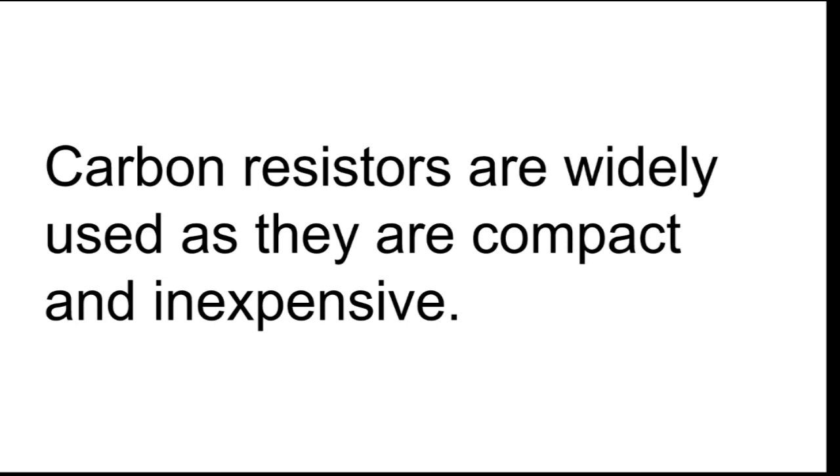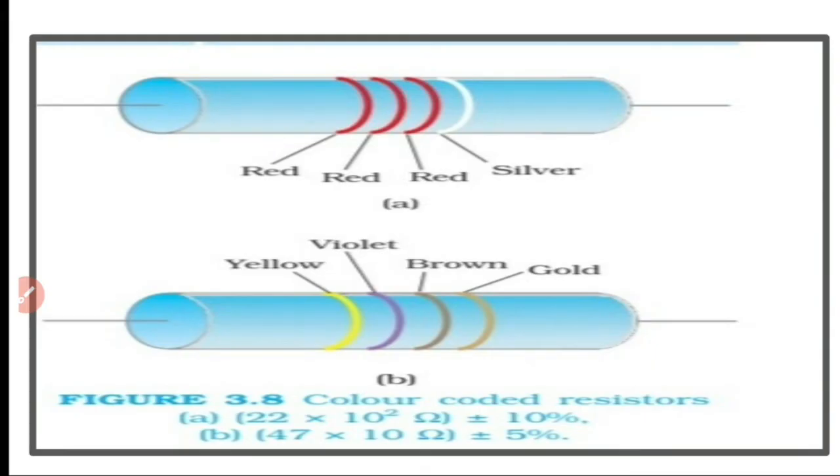The advantage of a carbon resistor compared to a wire wound resistor is that carbon resistors are very cheap and very compact. But wire wound resistors are very big in size. When you come to the physics lab, you will see big wooden boxes in which these wires are wound and kept. So wire wound resistors are big in size and expensive. Compared to that, carbon resistors are very easy to use. Now let's discuss some examples of this color coding.